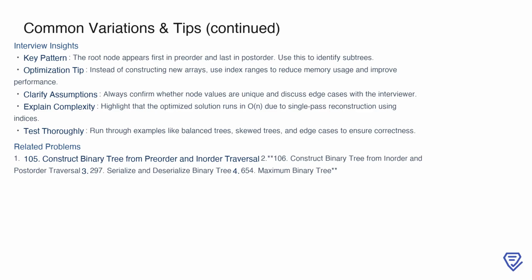It's also crucial to clarify assumptions with the interviewer. Confirm whether the node values are unique, and discuss how your solution handles edge cases. Additionally, be prepared to explain the time and space complexity of your approach. Highlight that an optimized solution runs in O(n) due to a single-pass reconstruction using indices. Finally, test thoroughly by walking through examples like balanced trees, skewed trees, and edge cases to demonstrate correctness.